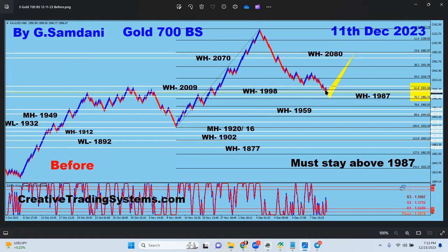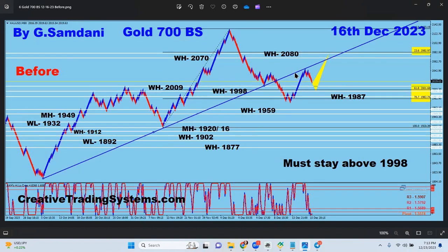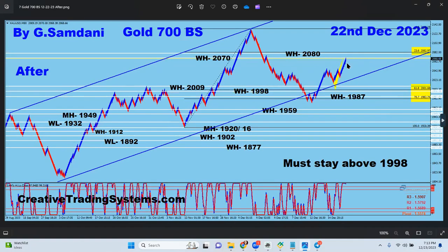So I started taking entries from the smaller time frame, and this is how it went up. Then it started dropping again. And I said, okay, this one on December 16, that's going to go up to 2070 or 2080. That was the target, and we have reached 2070.